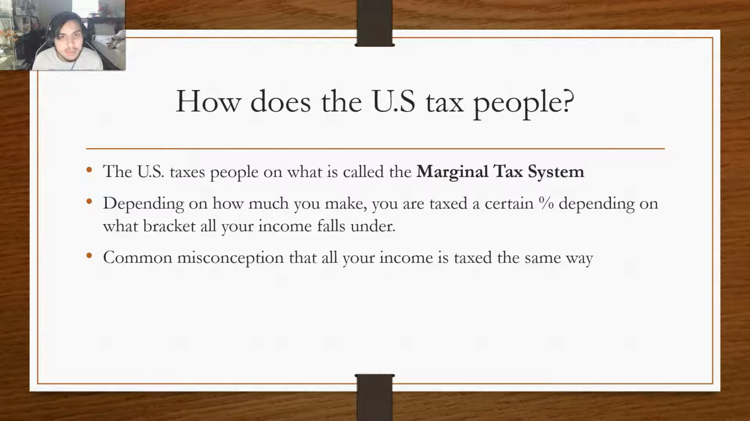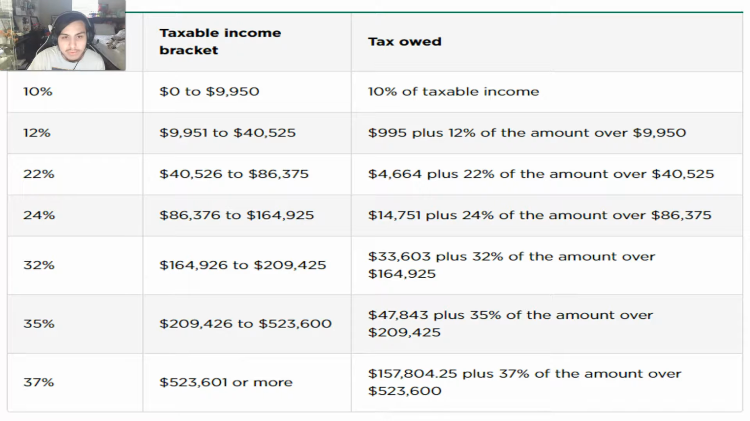So, how does the U.S. tax people? Now, obviously, there's the IRS, as in who actually collects the taxes. But the U.S. taxes people on what is called the marginal tax system. So essentially, you are taxed a certain percentage depending on what bracket your income falls in. However, a lot of people think that there's a tax basically on all the money you earn. This is the common misconception, and I'm going to go over it right here with this chart.